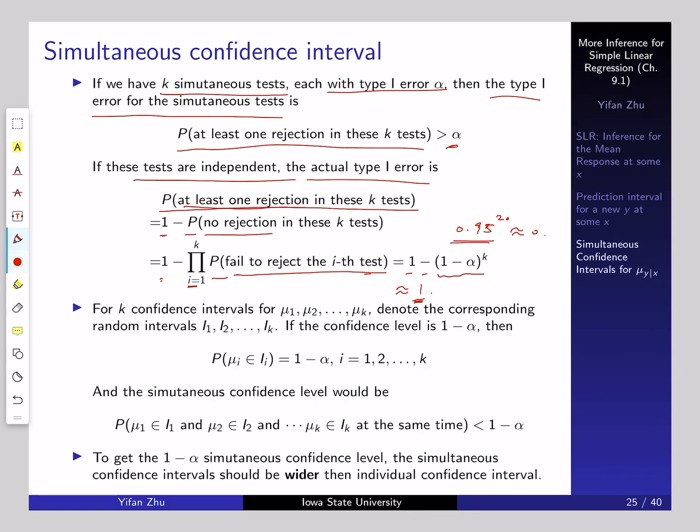Okay, so this is the issue of simultaneous tests explained in a mathematical way. And the simultaneous confidence interval is the same thing. If you have k confidence intervals for mu 1 to mu k, we denote the corresponding random intervals as I1 to Ik. Then if the confidence level for each of these is 1 minus alpha, by the definition of a 1 minus alpha confidence interval, the probability that mu i is within this random interval is 1 minus alpha for each i.